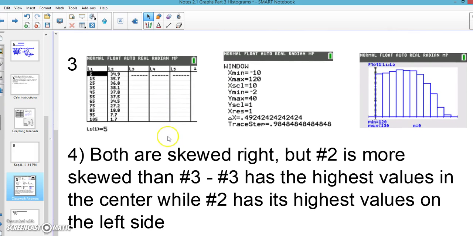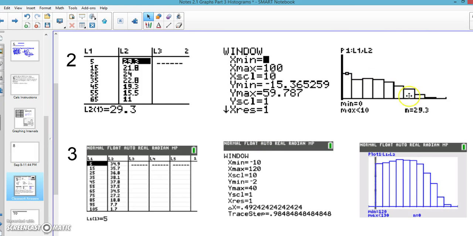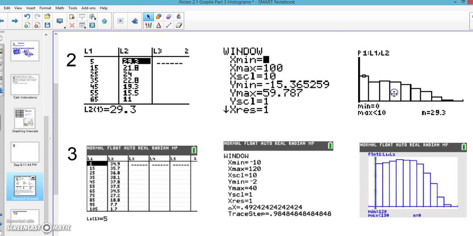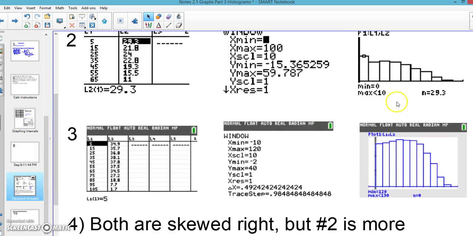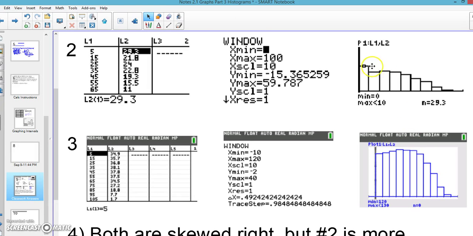Comparing the two populations, what happened in the past with the prediction for the future, they are both skewed right, meaning the tail is going out to the right, but the number 2 graph is skewed more to the right than number 3. Number 3 has its highest value, its mode, more towards the center, whereas number 2 has its highest frequency off to the left-hand side.